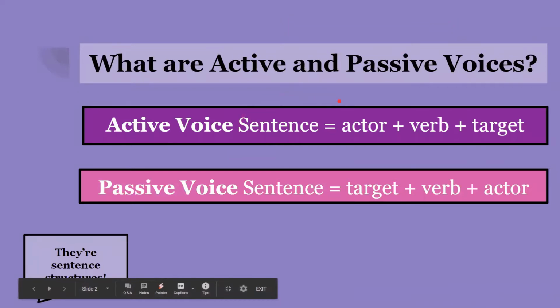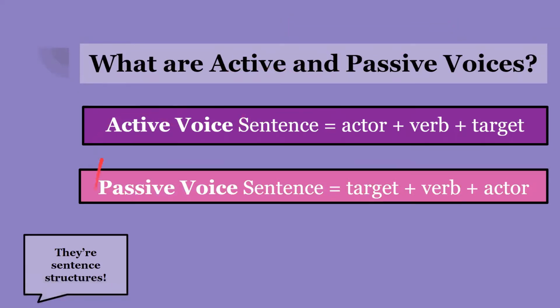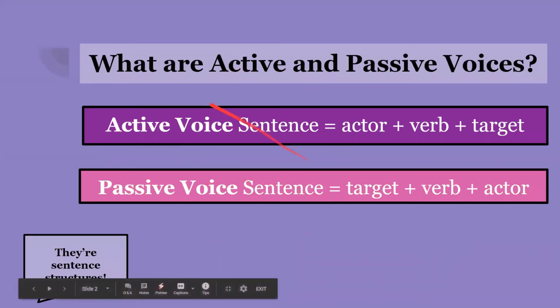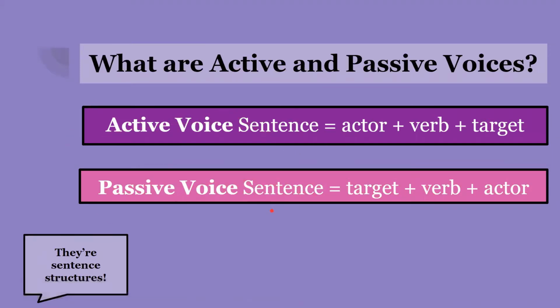So what are active and passive voices? Here's the difference. An active voice sentence equals actor plus verb plus target. With a passive voice sentence, we have target plus verb plus actor equals the passive voice sentence. So think of them as math formulas. They're sentence structures.